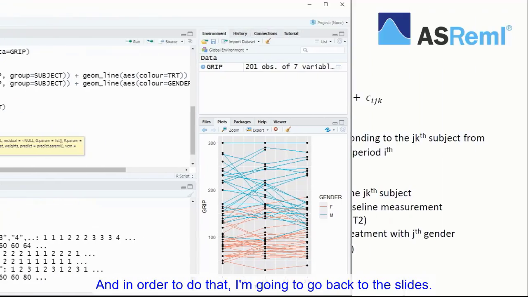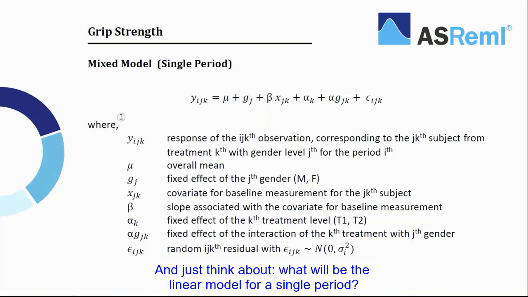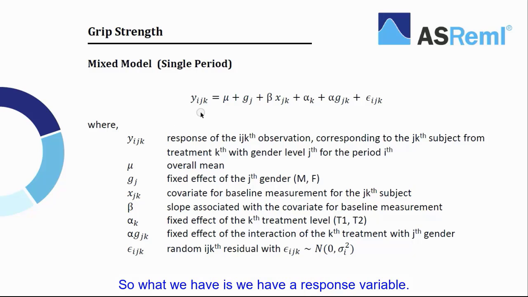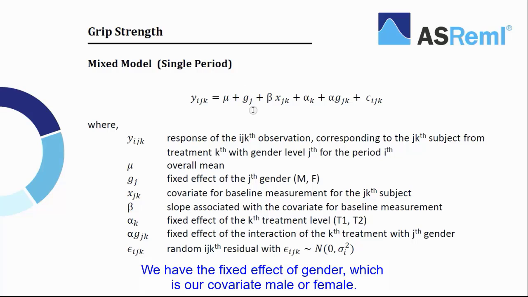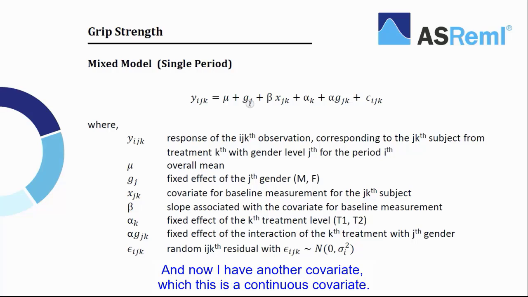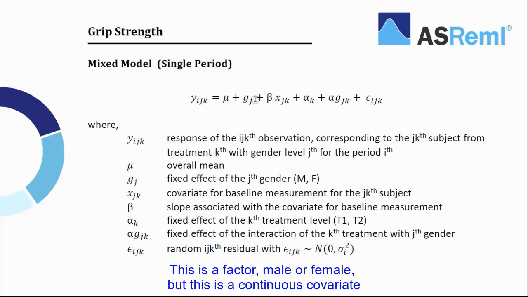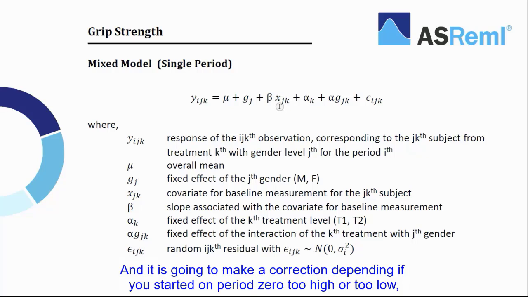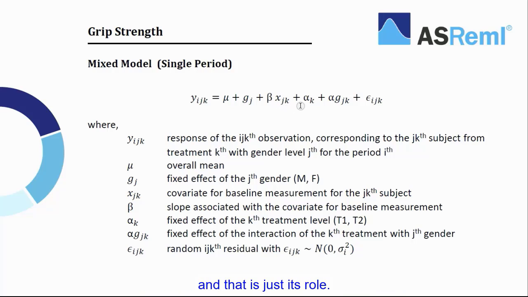In order to do that, I'm going to go back to the slides and think about what the linear model for a single period will be. We have a response variable, an overall mean, and the fixed effect of gender, which is our covariate, male or female. And now I have another covariate, which is continuous. This one is a factor, male or female, but this is a continuous covariate associated with the slope, and it corresponds to the baseline. It makes a correction depending on whether you started in period 0 too high or too low, and that's just its role.